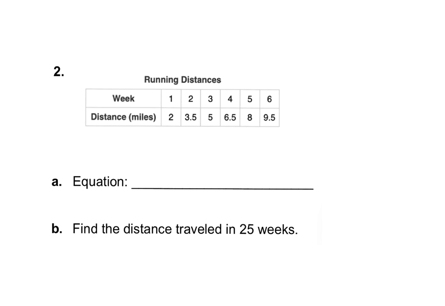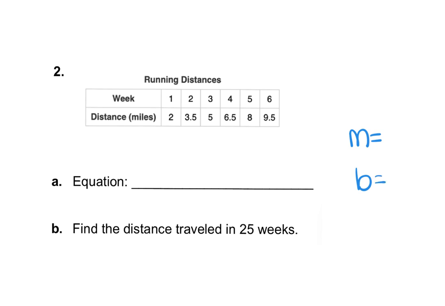All right, so question number 2, we've got this table where we've got the weeks and then the distance in miles, and we've got to write the equation. And again, we said to write an equation, we have to have the slope and we have to have the y-intercept. So let's go ahead and take a look to find the slope.